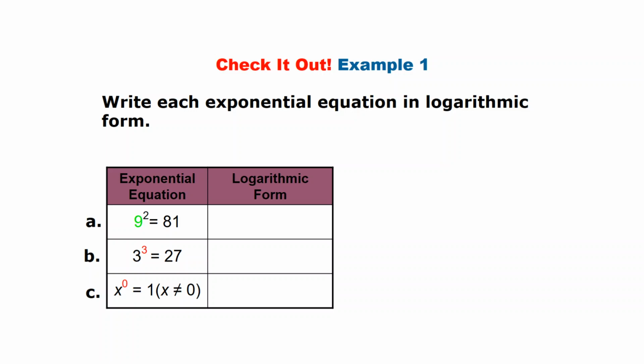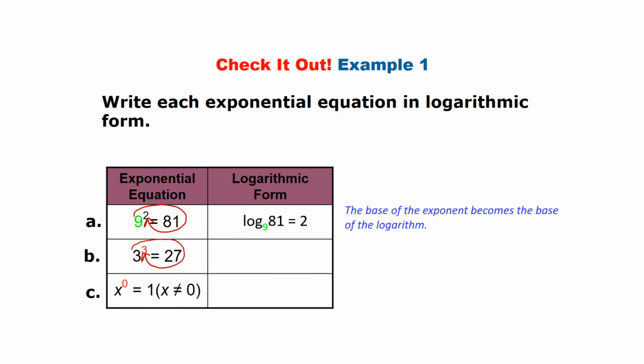I don't think you found this to be too challenging. Log base 9 of 81 equals 2. Log base 3 of 27 equals 3. Remember, the log statement equals the exponent.